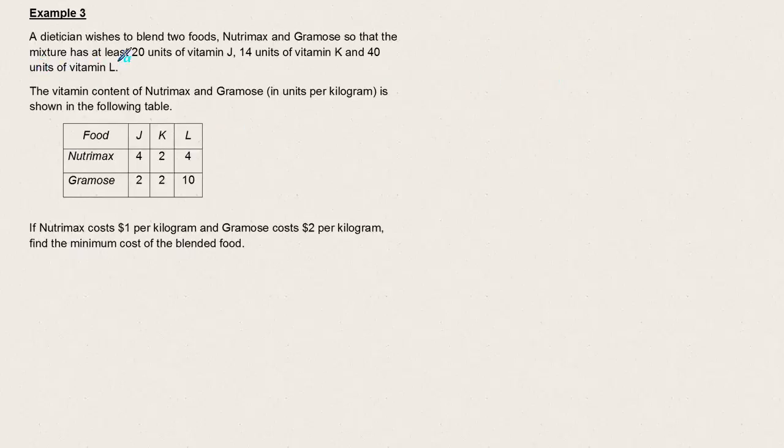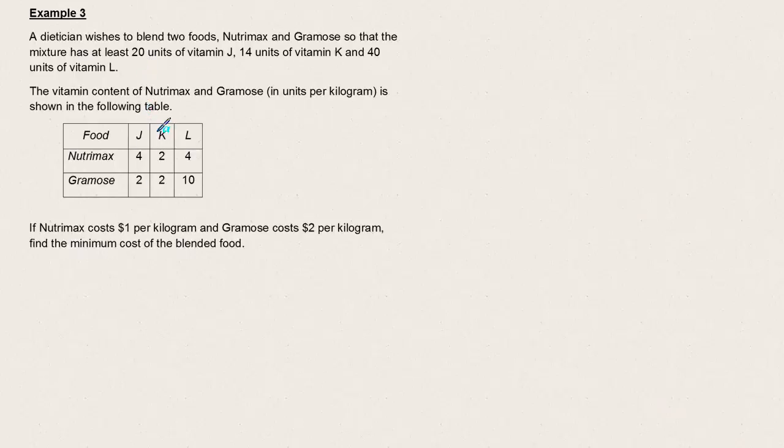A dietitian wishes to blend two foods, Nutrimax and Grammos, so that the mixture has at least 20 units of vitamin J, 14 units of vitamin K, and 40 units of vitamin L. The vitamin content of Nutrimax and Grammos in units per kilogram is shown in the following table. If Nutrimax costs $1 per kilogram and Grammos costs $2 per kilogram, find the minimum cost of the blended food.